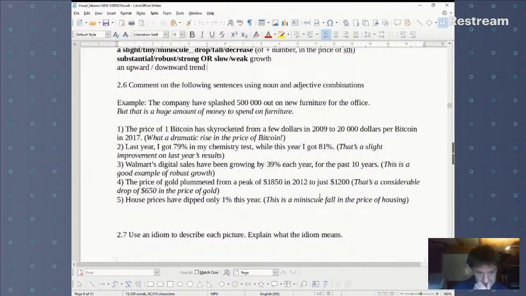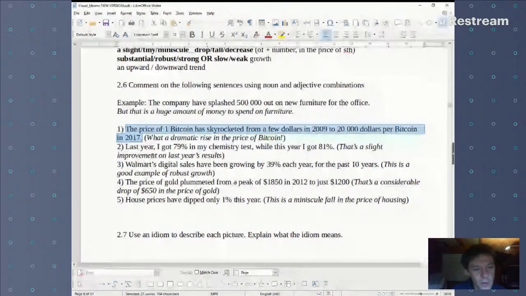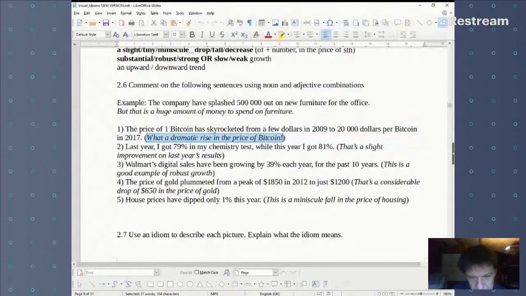So let's have a look at the next exercise. Comment on the following sentences using noun and adjective combinations. The company have splashed 500,000 out on new furniture for the office, but that is a huge amount of money to spend on furniture. So all I want you to do is react to the sentence with some of this vocabulary. So the price of one Bitcoin has skyrocketed from a few dollars in 2009 to $20,000 per Bitcoin in 2017. And we say, what a dramatic rise in the price of Bitcoin.